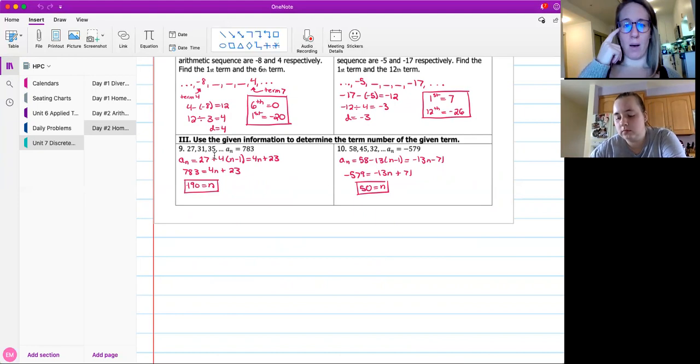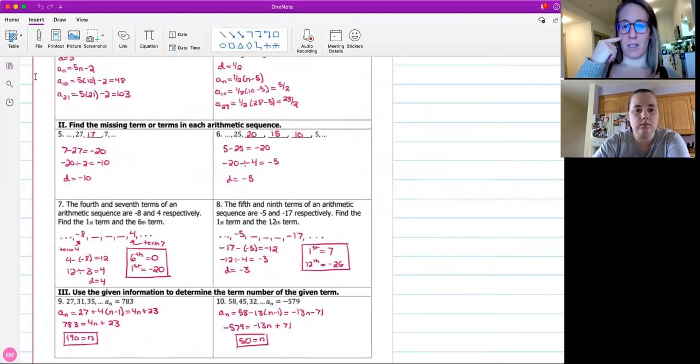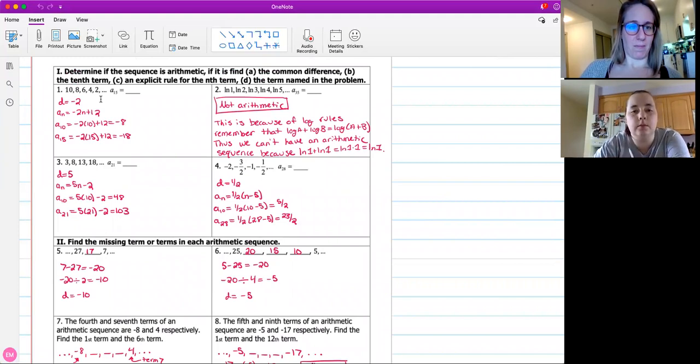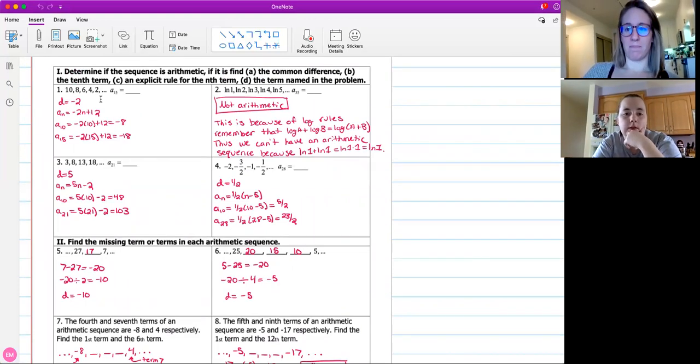Scroll up on the homework to the top. Oh, find the nth term. Maybe it wasn't those ones. It says explicit rule for the nth term. Oh, right. Yeah, so that's just your a sub n. So where it says a sub 10, it would be the 10th term. Right, exactly.